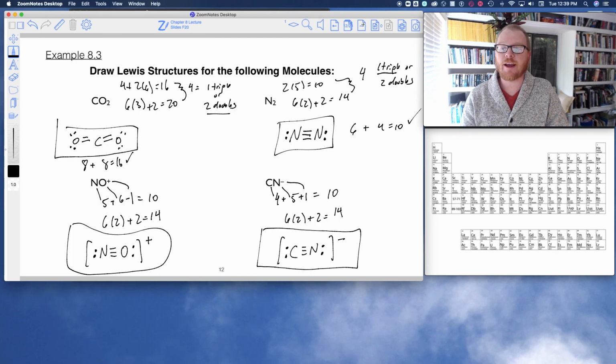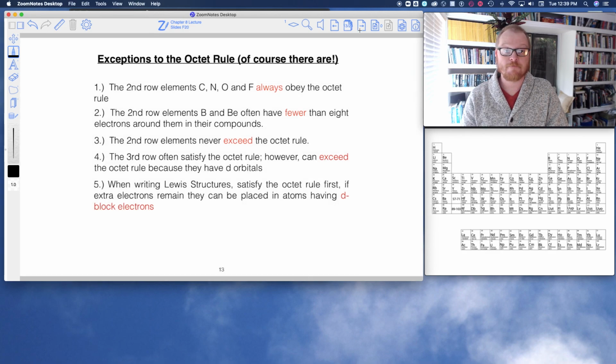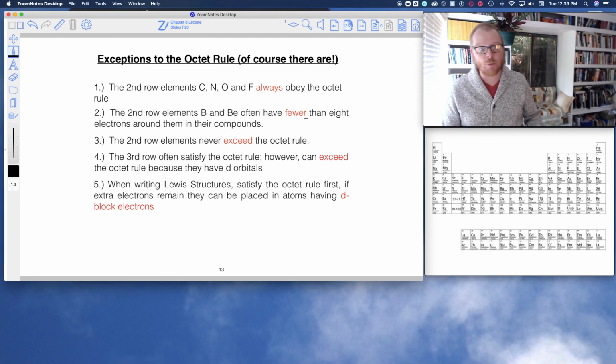All right, moving along. Okay, exceptions to the octet rule. So that's what we're gonna get into next.